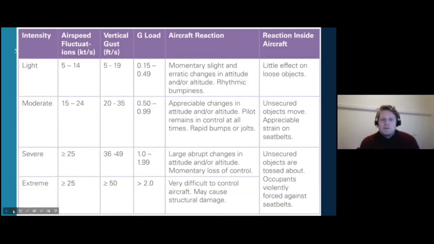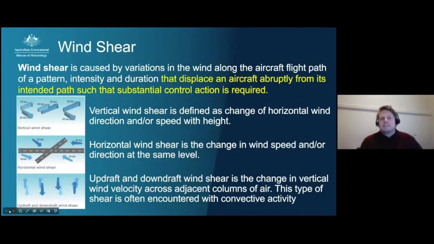It's also important to note that turbulence is slightly dependent on the aircraft size. Something that will throw around a tiny little Cessna, something like an A380 might just fly straight through with a tiny little bump.